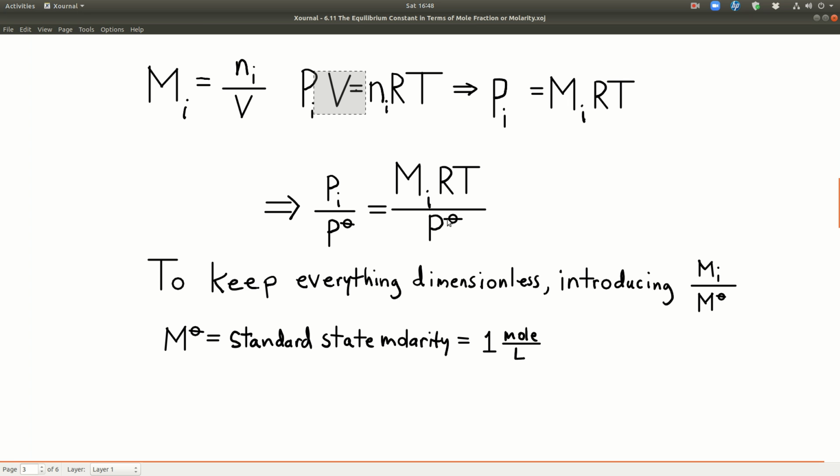And we're going to do one more thing, just to keep everything dimensionless, no units. We're going to introduce the standard molarity, the standard state molarity, M0. And that's just 1 mole per liter. So what we're going to do is take this expression right here and multiply by M0 over M0. And it's going to look like this.